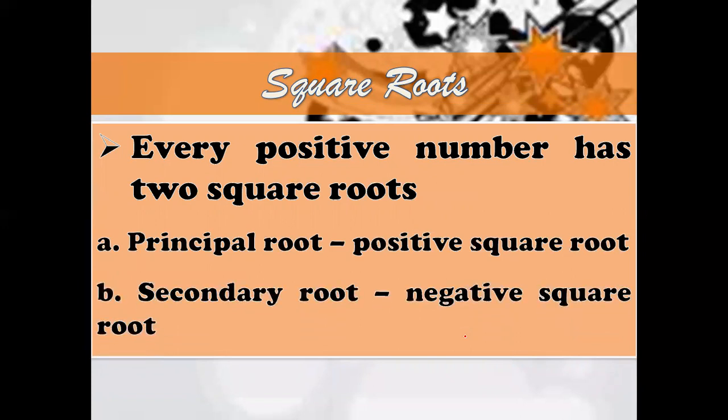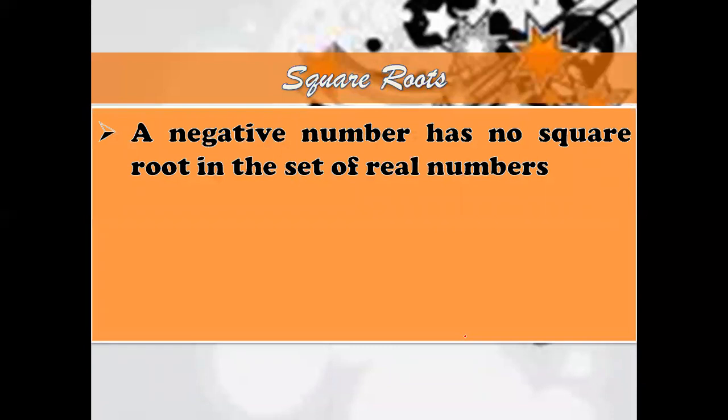When we say principal root, it's always the positive square root of the given number, while for secondary root, it's the negative square root of the given number. A negative number has no square root in the set of real numbers. It will be an imaginary number when the given number is negative. When you are to identify the square root of a negative number, then it has no square root in the set of real numbers because it is considered as an imaginary number.